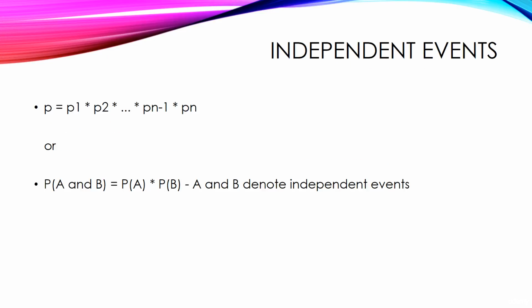Independent events. Two events are independent if occurrence of one event does not influence occurrence of other events. For n independent events, the probability is the product of all probabilities of independent events. P is equal to P1 into P2 into so on into Pn minus 1 into Pn, or P of A and B is equal to P of A into P of B, where A and B denote independent events.